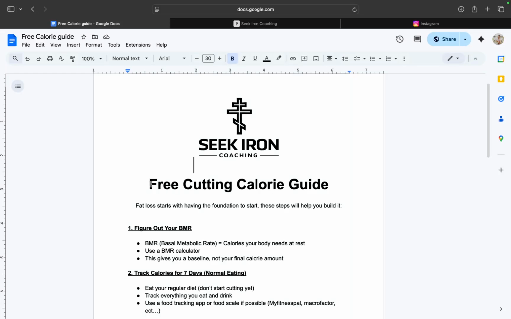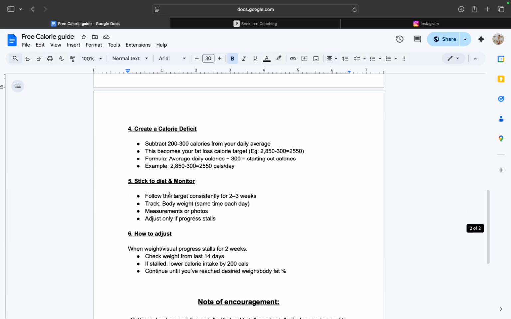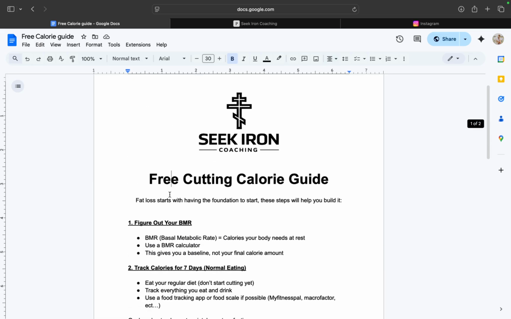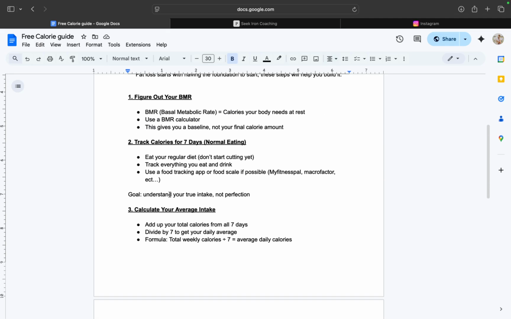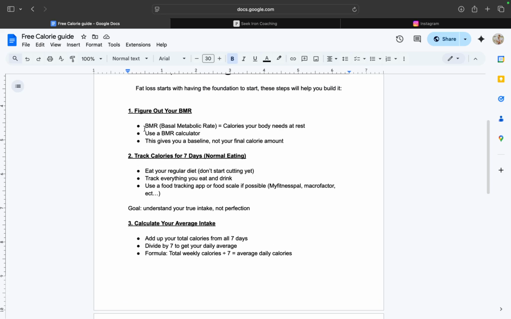Today we're going to be going over my free cutting calorie guide. So this is just 6 simple steps to figure out what calories you need to be eating to be in a fat loss phase. So you're going to want to figure out your BMR.